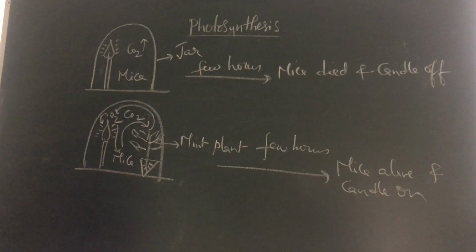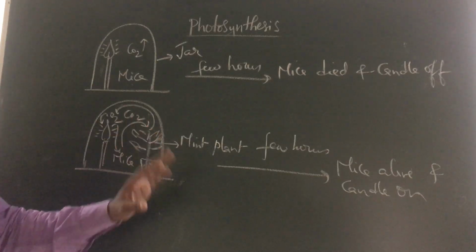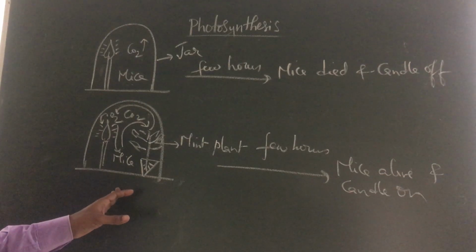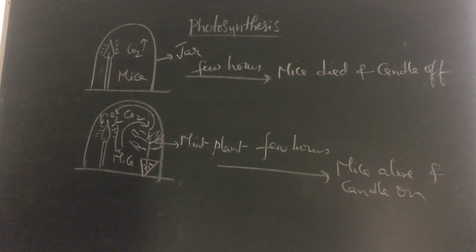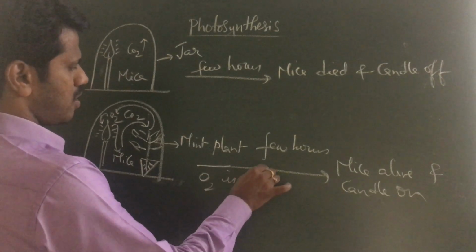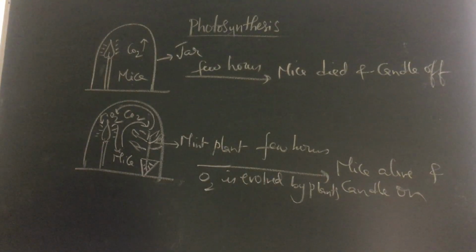So what can you prove by this? The oxygen is evolved by the plants. This experiment proves the essential role of air, and that oxygen is evolved by plants. This is the first experiment proved by Joseph Priestley.